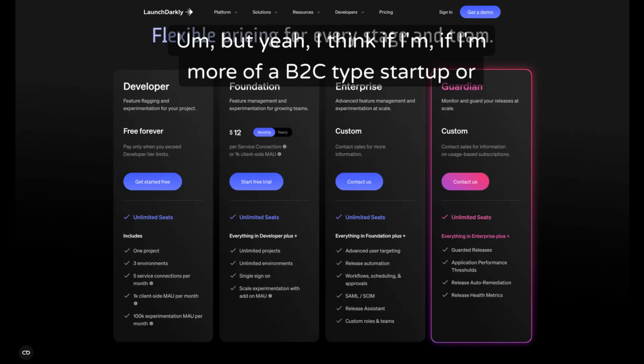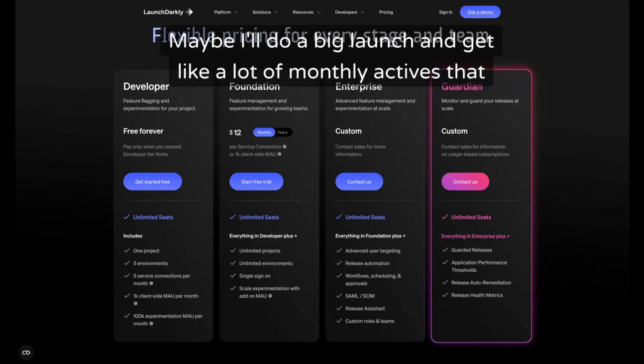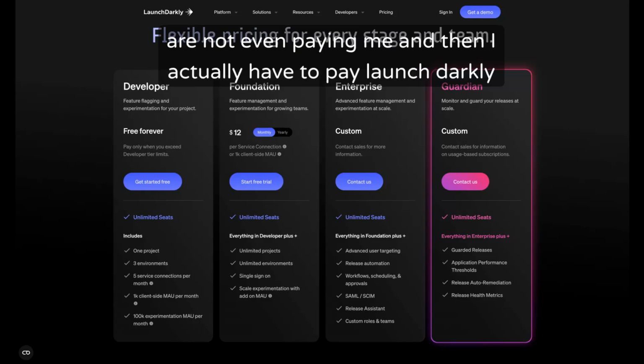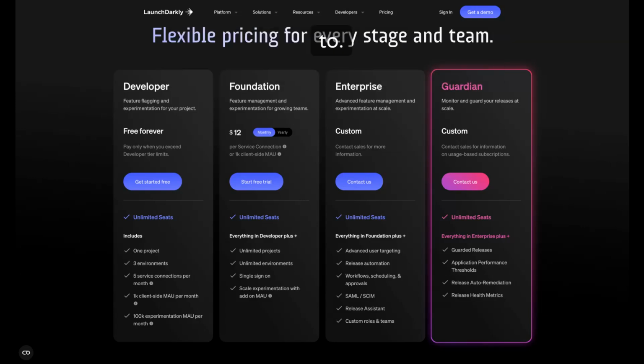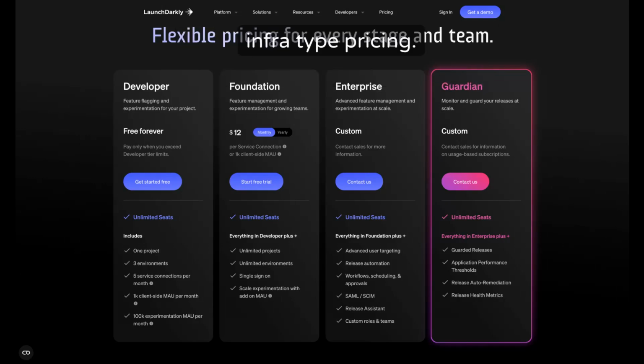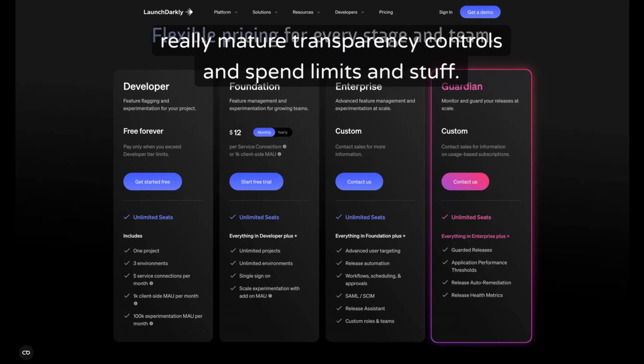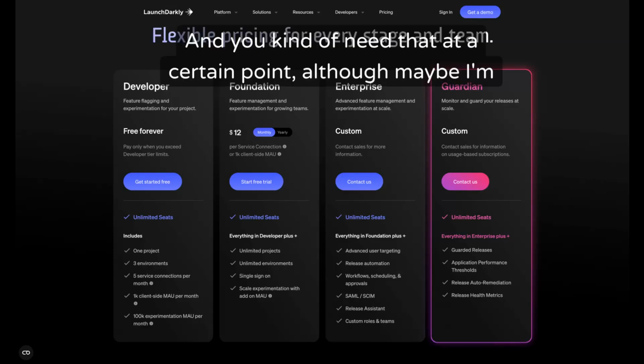more of a B2C type startup or product, that kind of worries me that maybe I'll do a big launch and get a lot of monthly actives that are not even paying me, and then I actually have to pay LaunchDarkly. Like Ben said, they shifted to dev tool infra type pricing. And as we reviewed, a lot of those tools also have really mature transparency controls and spend limits and stuff. And you kind of need that at a certain point.